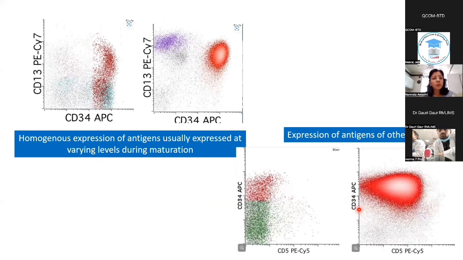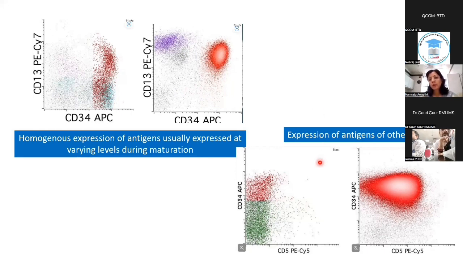Now, there could be homogeneous expression of antigens usually expressed at varying levels during maturation. Again, here on 34 positive cells, you can see that 13 is heterogeneous. So some cells, as they mature, start gaining 13. Whereas in this case of AML, there is a homogeneous expression of 13, which is again an aberrancy.